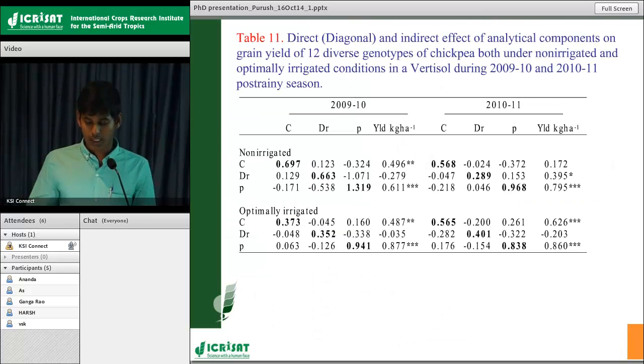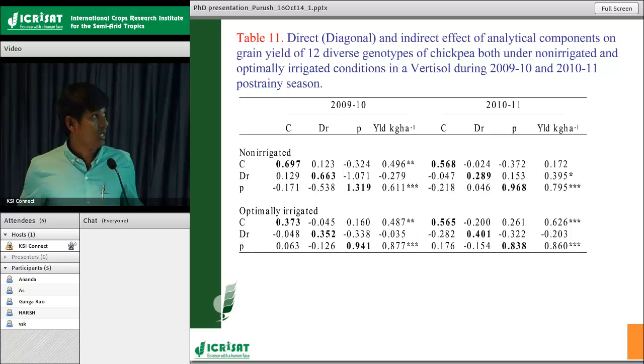When it comes to the analytical components, the P had a direct effect of 1.31 in 2009-10 and 0.968 in 2010-11. This was comparatively high compared to the reproductive duration and crop growth rate in both cases. Under optimally irrigated condition, the P also showed a very good contribution to yield in both years.